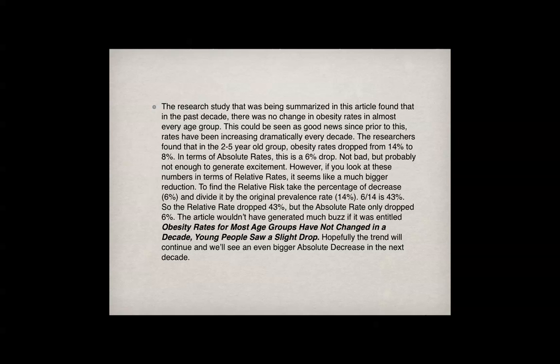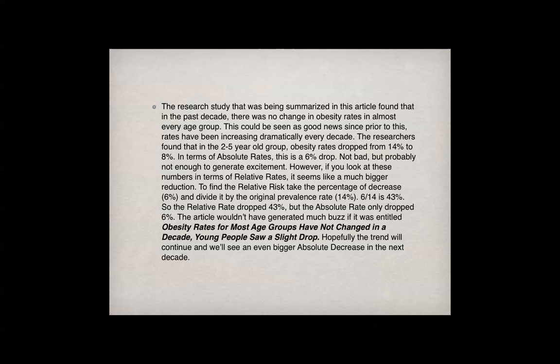But if you look at it in relative terms, it seems much bigger than the reduction actually was. So to find the relative rate, you take the percentage of the decrease, which is 6%, and divide that by the original prevalence rate of 14%. Okay, so 6 divided by 14 is 43%. So the relative rate dropped 43%, but the absolute rate only dropped 6%.